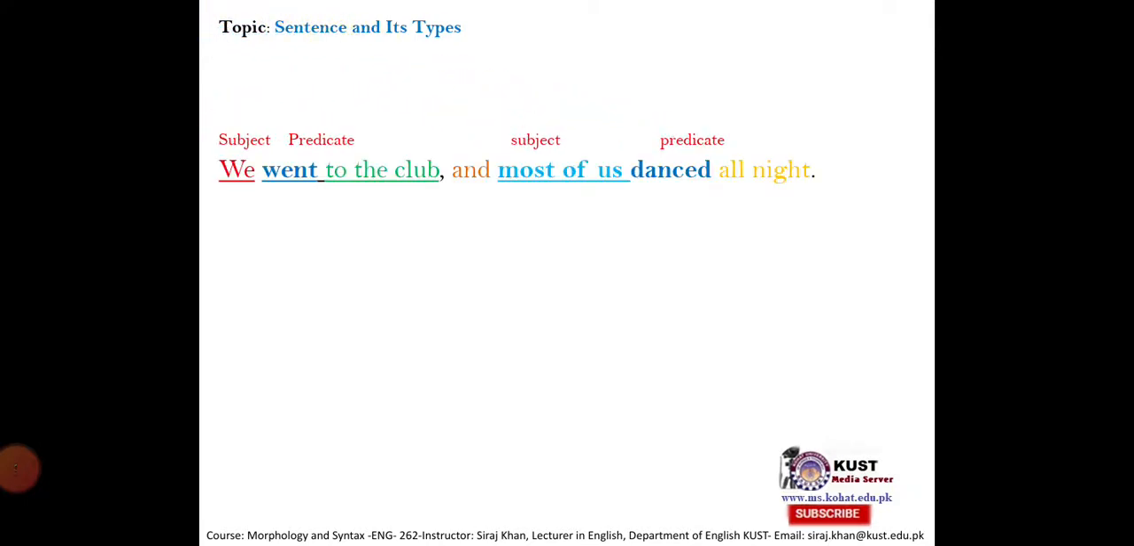Here we can have an example of compound sentence like, we went to the club and most of us danced all night. Here we is the subject. Went to the club is the predicate. Most of us is another subject. Danced all night is a predicate. Here two independent clauses are joined by a coordinating conjunction and.